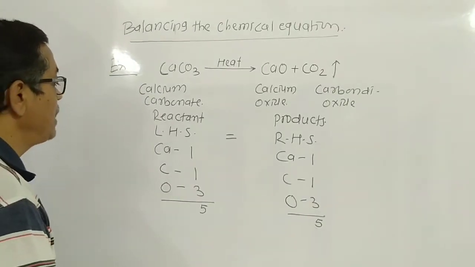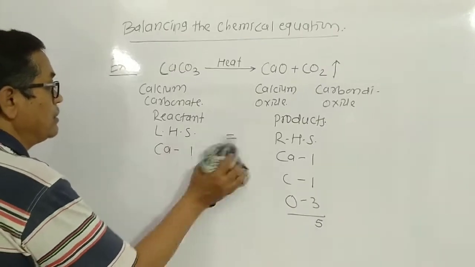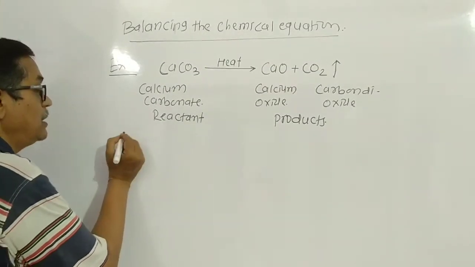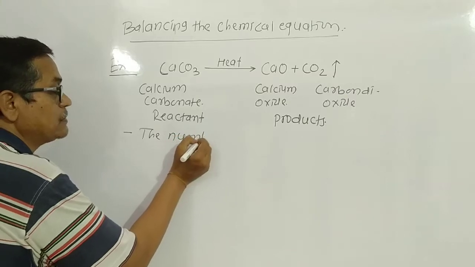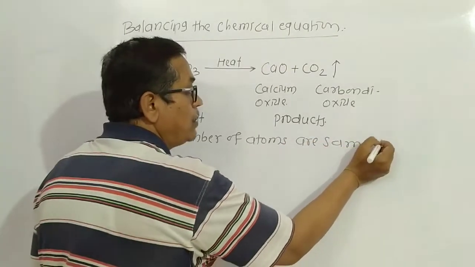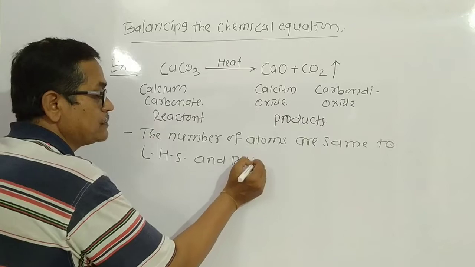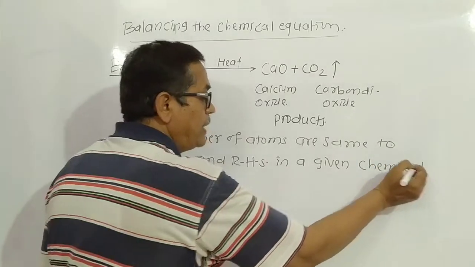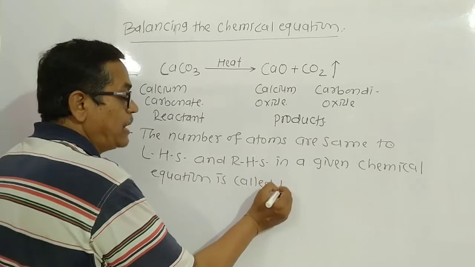Then what is the definition of a balanced chemical equation? The definition is: a chemical equation in which the number of atoms is the same on the LHS and RHS in a given chemical equation is called a balanced chemical equation.